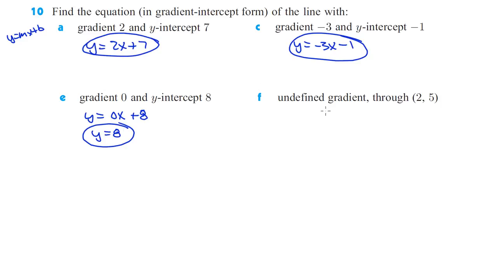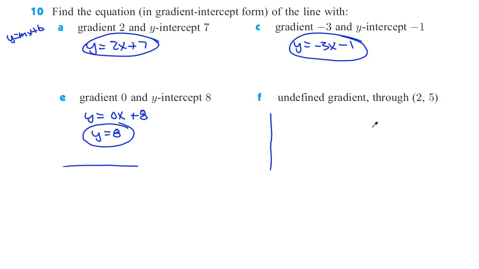Okay? Undefined gradient is, so let's see. How about let's back up. The gradient of 0, slope of 0 means a perfectly horizontal line. Undefined gradient is a perfectly vertical line. So vertical line through 2, 5, okay, is, again, you can't do y equals undefined x plus 8. That doesn't even make sense. But if you've got a vertical line through the point 2, 5, so let's do this.